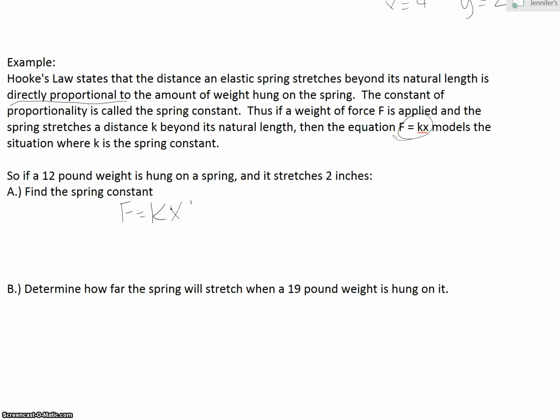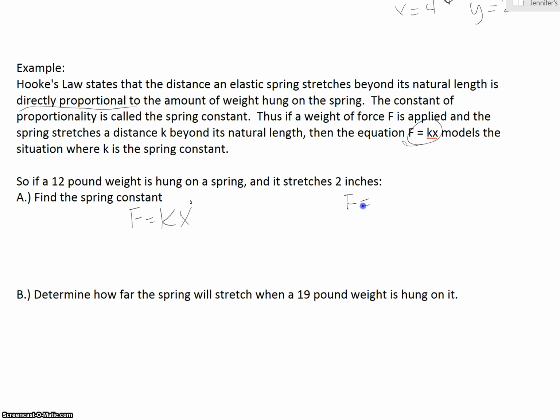We know that the force is the weight, and that's 12 pounds. We know that x is how much it stretches, and that's 2 inches. So we're going to let 12 be F. We don't know that constant yet because they didn't tell it to us up here. They just told us the weight and how much it stretches. And so we know that our x is 2. Well, we can solve to find k. We can divide by 2 on both sides. So our constant in this situation is 6.